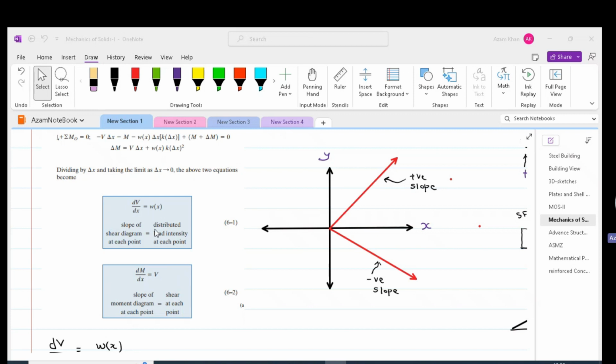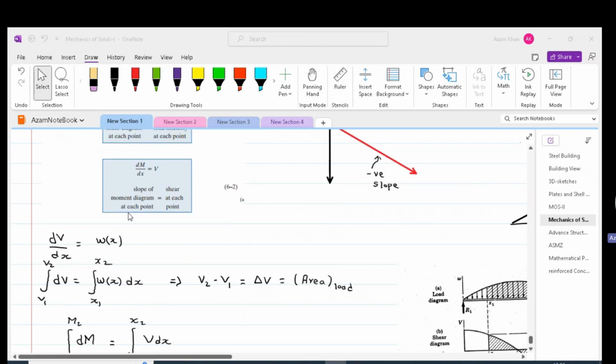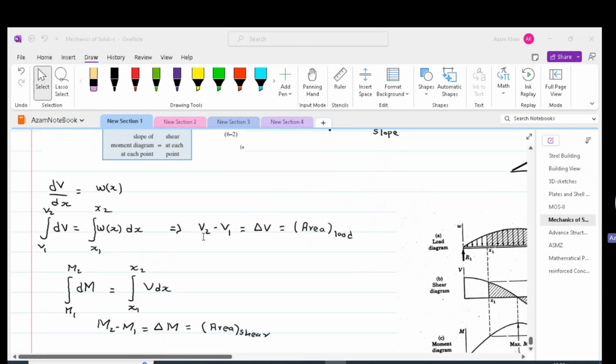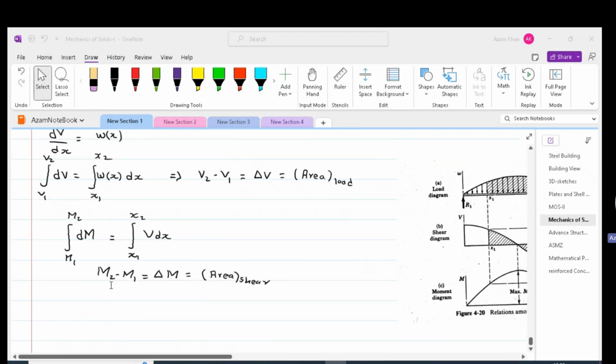We can also integrate these two equations. So first of all, the first equation, dV by dx is equal to w of x. We can integrate that and get an equation. So the change in shear between point 2 and point 1 is equal to the area of the load between point 2 and point 1. Similarly, the change in moment between point 2 and point 1 is equal to the area of the shear force diagram between point 2 and point 1.